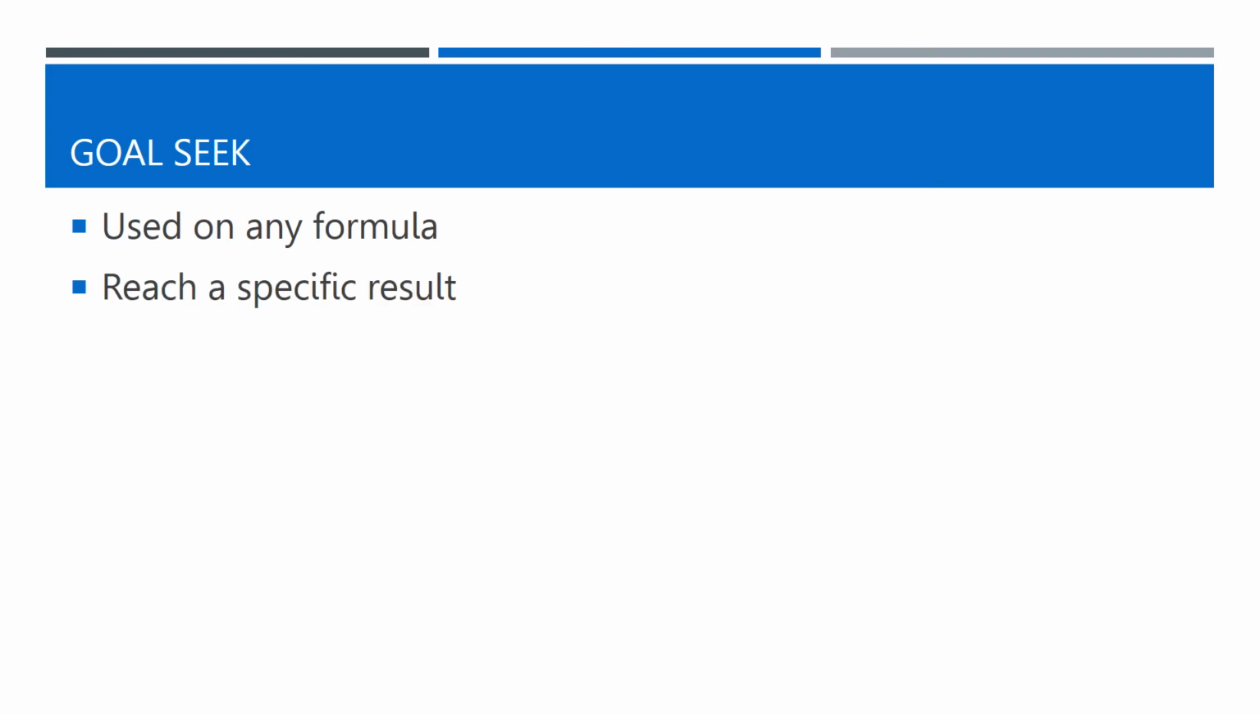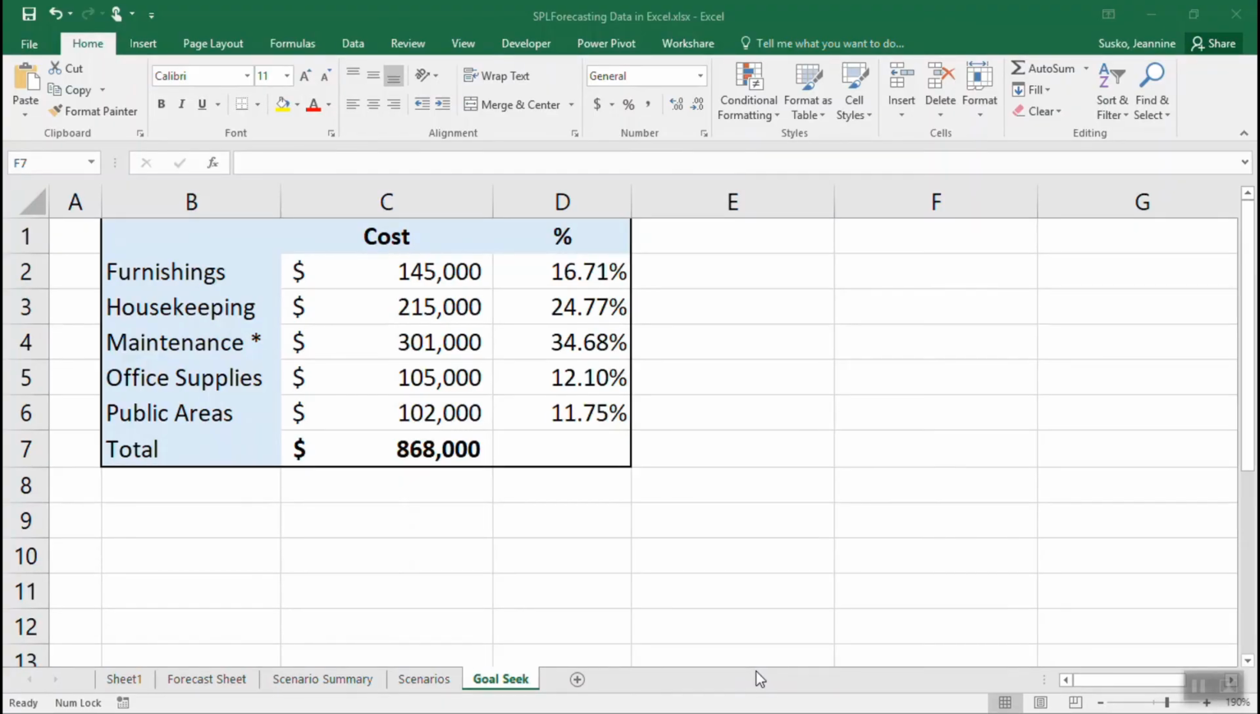You can use Goal Seek on any of your formulas in your Excel worksheets. You'll use it to reach a specific result from that formula, and you can do so by changing just one of those inputs. So here we have an opportunity to use Goal Seek to make sure that a specific item in our budget is within a certain range. For example, we've been tasked with getting our maintenance costs to be 30%. Right now they're a little bit high.